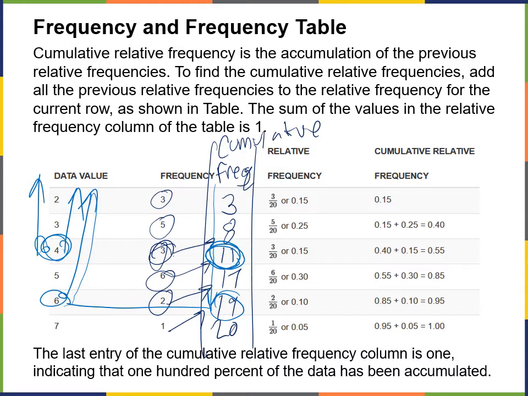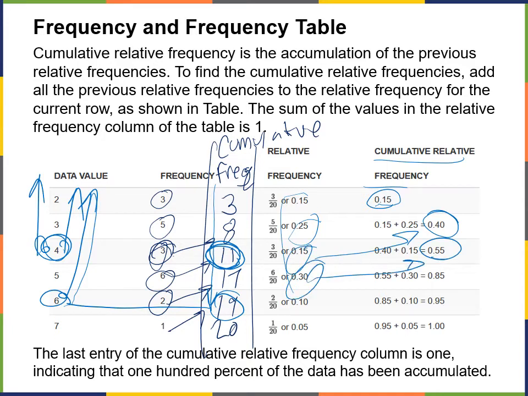All right? We could do it with the relative frequencies as well, which is what this column is doing, in which case your relative frequency for the first one is 15%, and then you add that to the next one, which is 25%, to get the cumulative relative frequency. Then add the next one to that, you get this. Add the next one to that, you get this, etc. And you should get all the way up to your 100%.